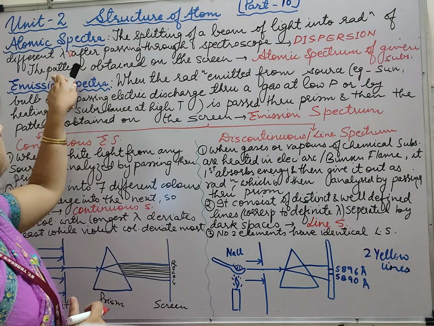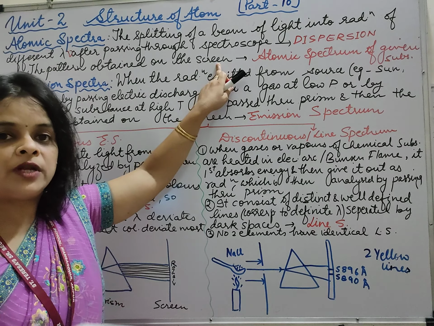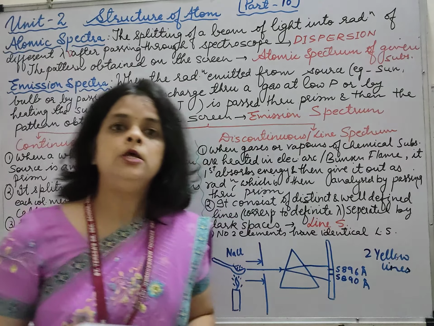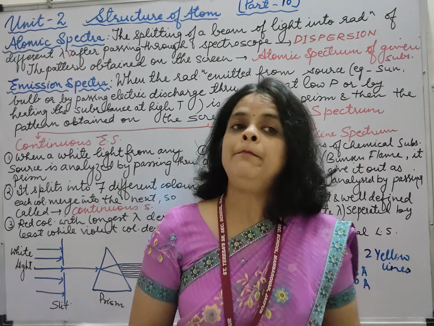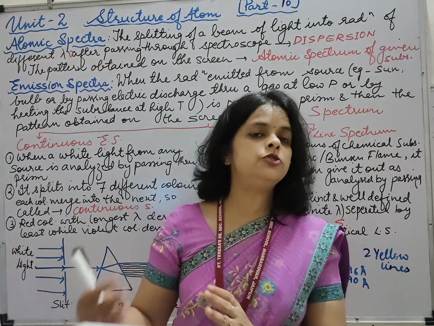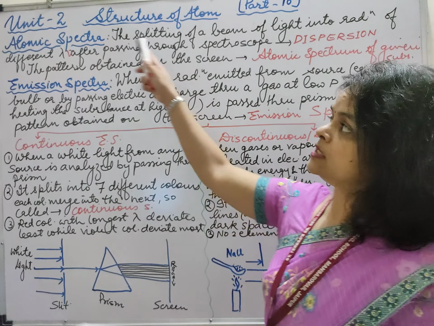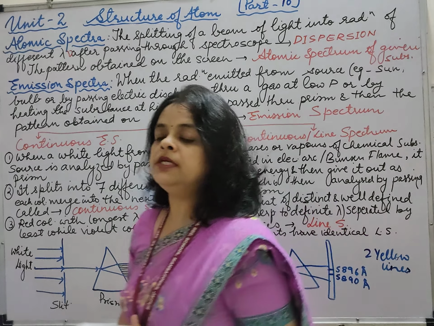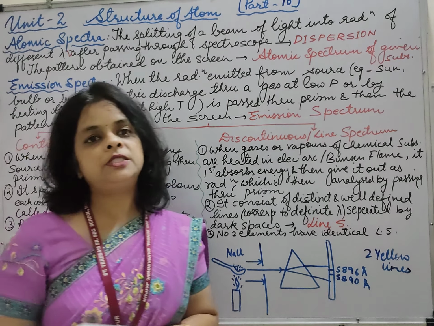Now the pattern, the photograph obtained on the screen, that is the photographic plate, is called the atomic spectra of the given substance. So in a nutshell, what do we mean by atomic spectrum? Whenever a beam of light passes through a prism, it splits into radiations of different wavelengths and frequencies, and the pattern obtained is called the atomic spectrum of that particular substance. Atomic spectrum is of two types: the first is the emission spectrum and the second is the absorption spectrum.